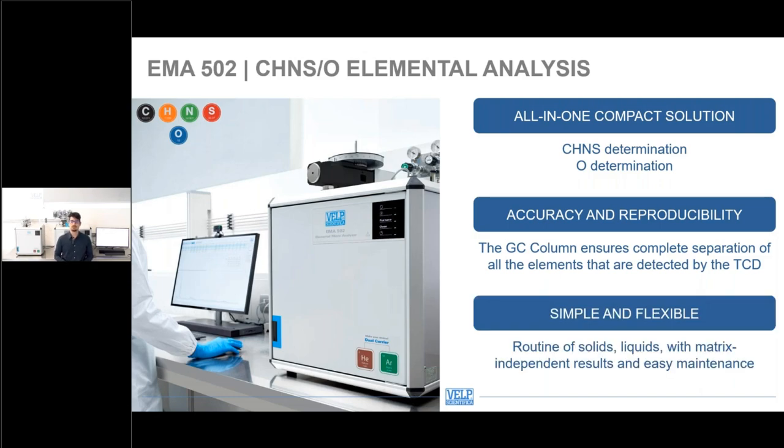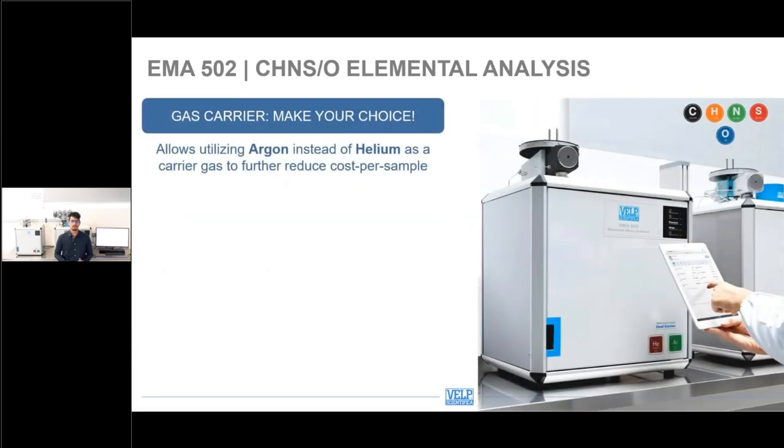Then the EMA 502 is designed to work unattended with fast and easy routine maintenance. Indeed, it is possible to analyze both solid and liquid samples and process up to 170 samples in a row with the electronic autosampler. All of it with matrix independent results, as we will see later with Roberto. Then the laboratory has the versatility to choose between helium and argon as carrier gas. We will see later the benefit of using one instead of the other.